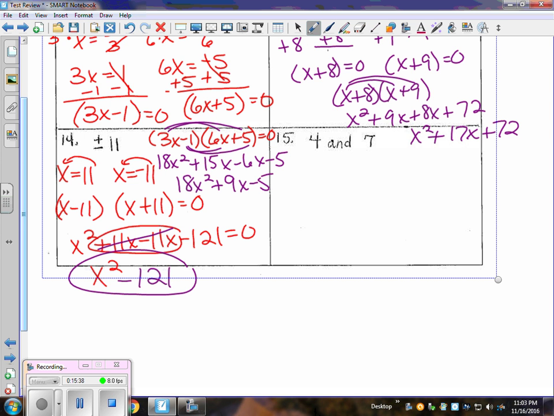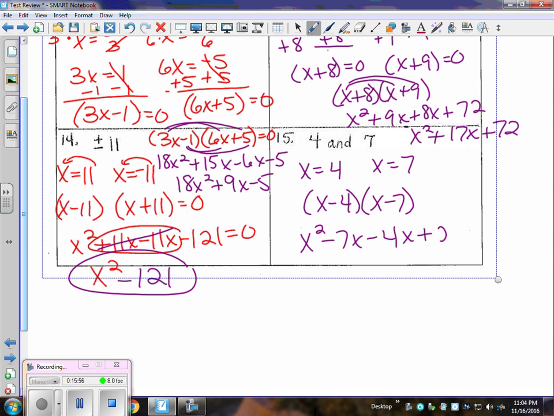4 and 7. So x is 4, x is 7. That gives me x minus 4 times x minus 7. Because I have to bring them over by doing opposite operation. Then do my lobster claw. And combine your like terms. And there it is. X squared minus 11x plus 28.